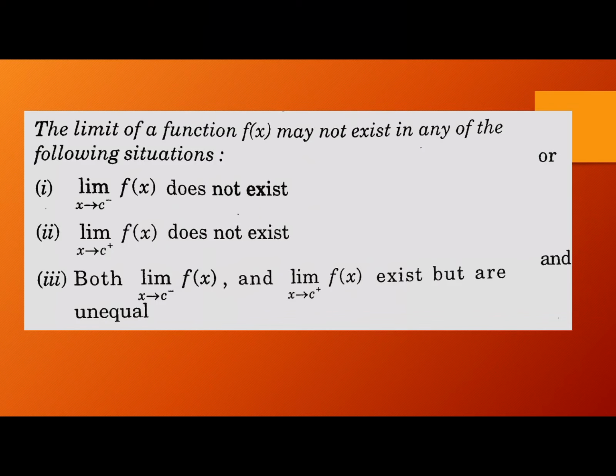The limit of a function f of x may not exist in any of the following situations. Limit x tends to c minus f of x does not exist, or limit x tends to c plus f of x does not exist. So, the limit does not exist if either of these conditions holds.